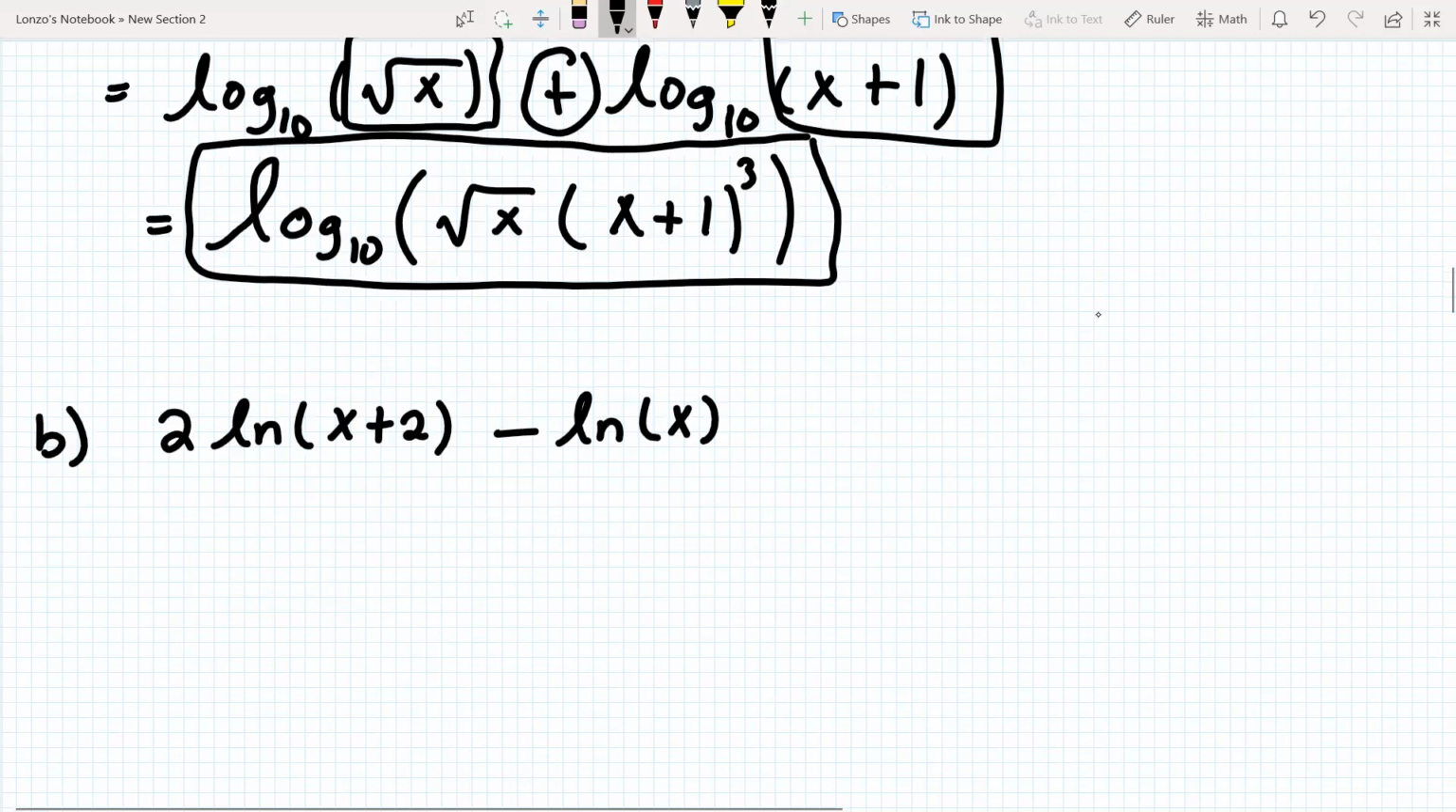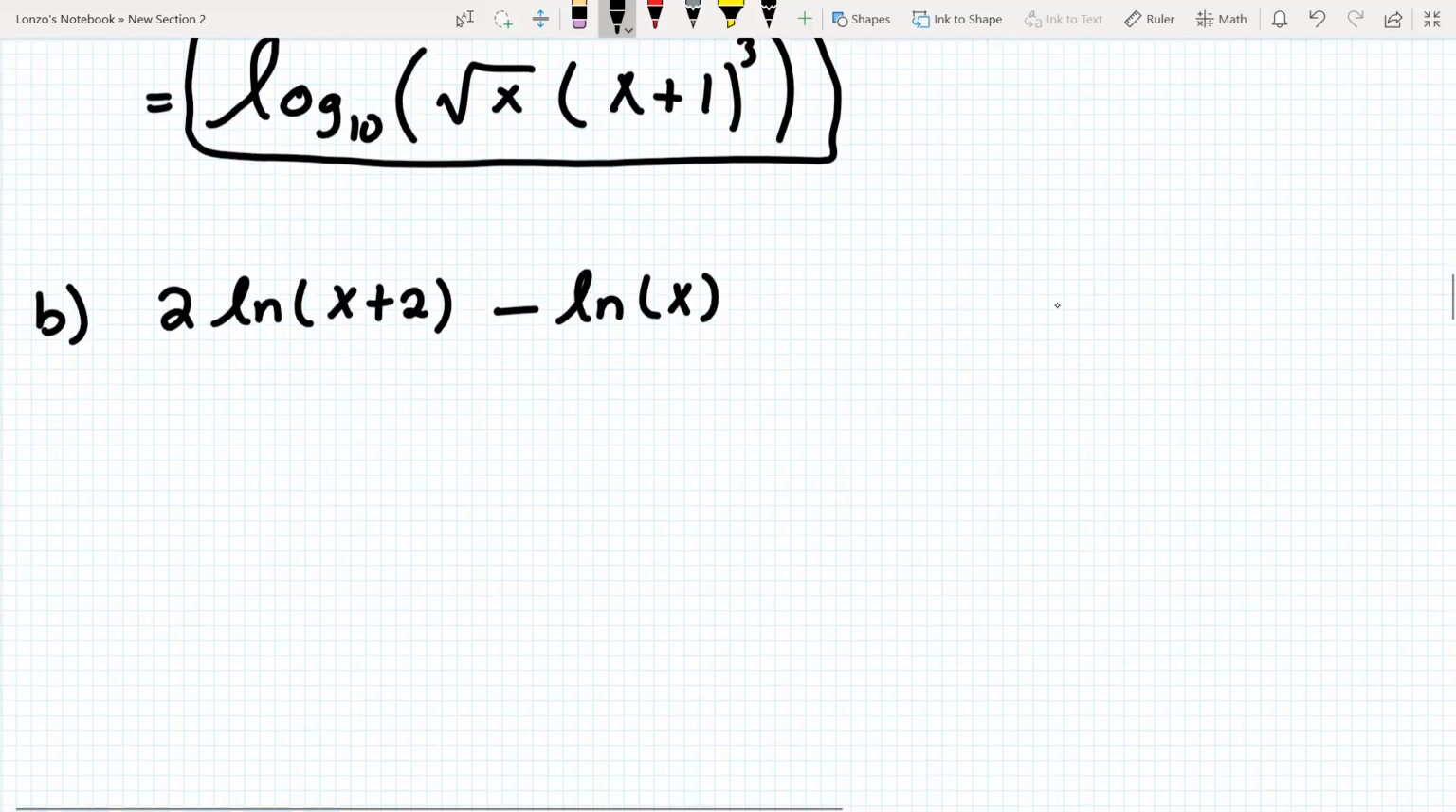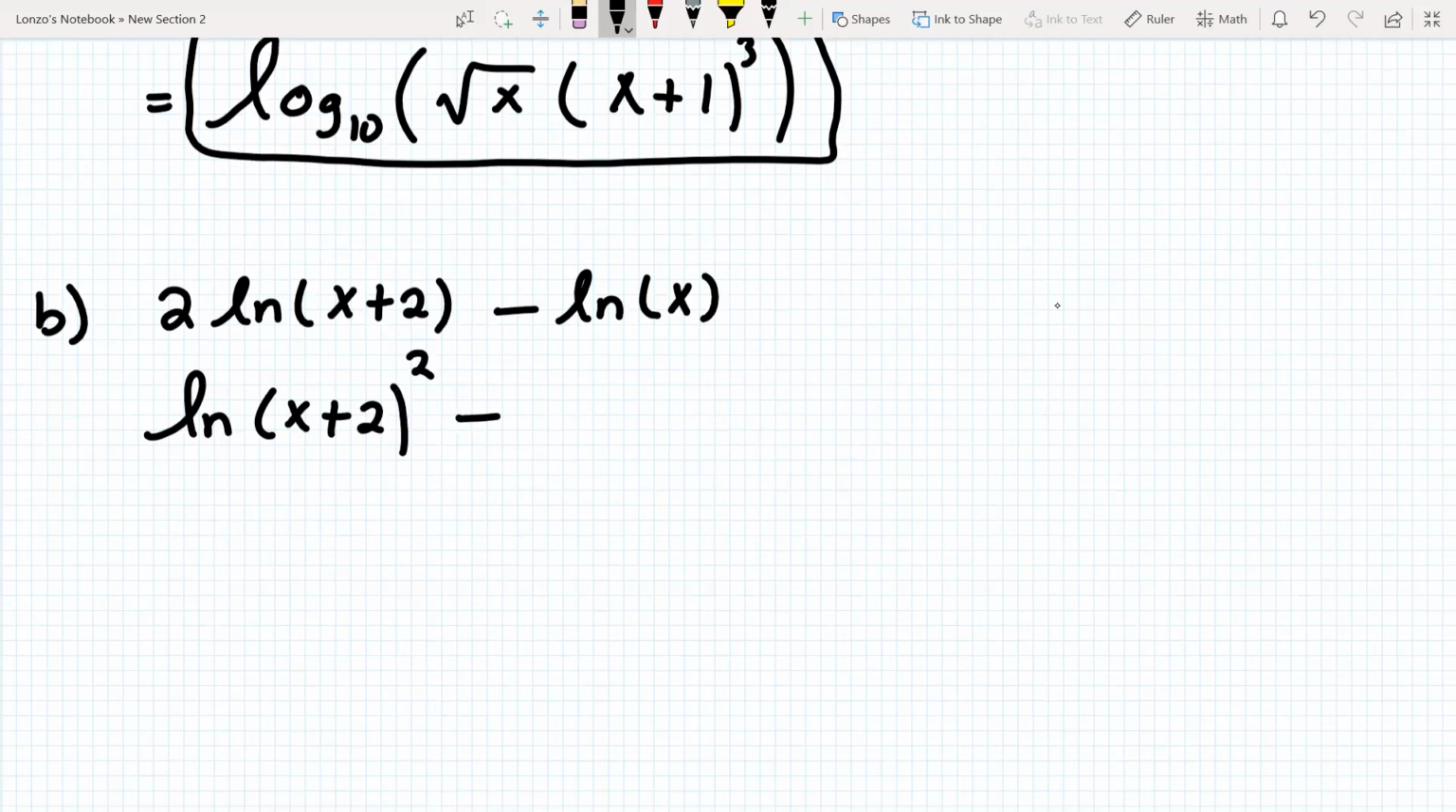Okay, let's do letter B. We got to condense it, making it smaller. So first thing is, let's do the power. So there's a 2 in front of this ln, so we know that automatically is a power. So you can rewrite this as ln of x plus 2 raised to the second power minus ln of x.